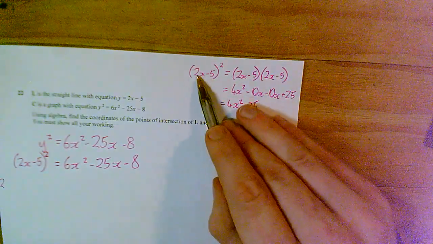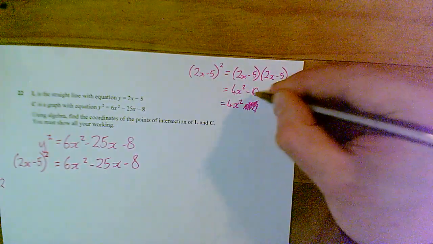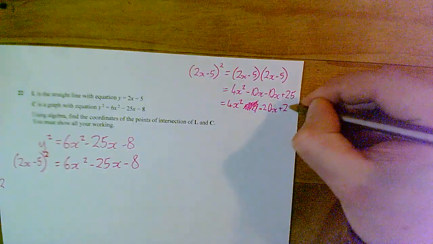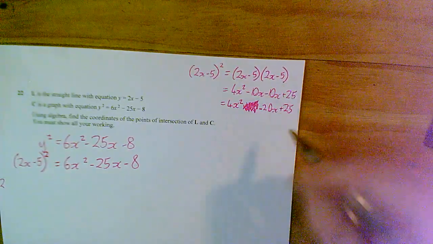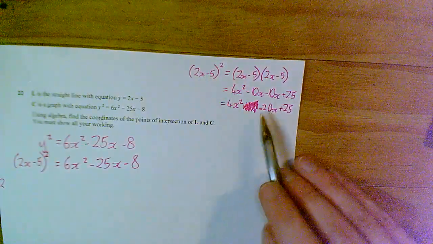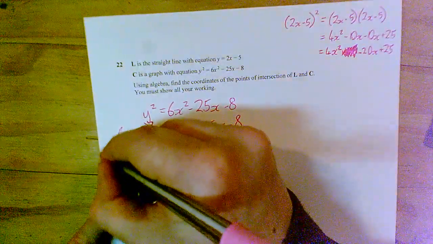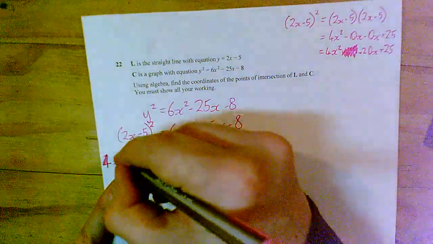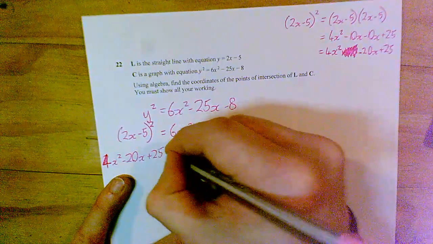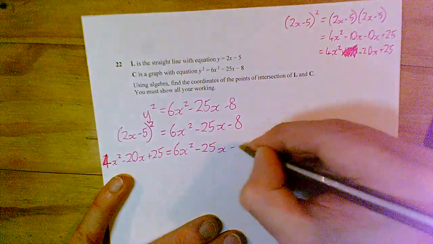Lots of people just squared that first one. Squared, sorry, minus 10x take away 10x is minus 20x plus 25. Almost made the mistake that I was just telling you not to make. Lots of people just squared 2x, squared negative 5, and didn't get that negative 20x term. Right, so I'm just going to copy this straight in now. Already expanded it. So 4x squared take 20x plus 25 is 6x squared take 25x take 8.